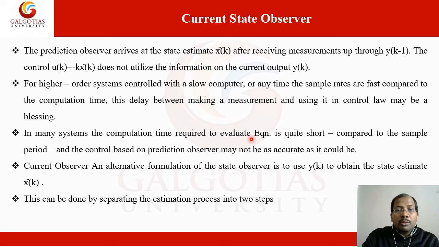So there is no computational delay we are consuming, and we are getting the same result. The prediction observer behaves like a current state observer, so there is no effect. Here the computational delay should be less than the sampling time. With a computational delay larger than the sampling time, we can differentiate between the prediction observer and the current state observer. In many systems computational time is required, so this is done by the separation principle process in two steps.